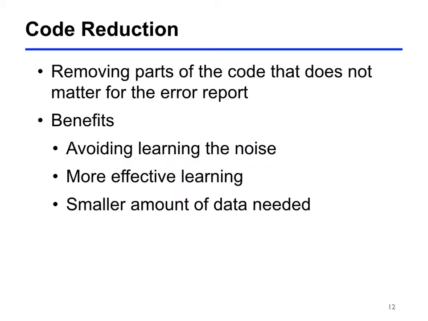Looking at the bytecode of a class, we see that there are lots of things that do not matter for the error report. In fact, in general, only a small portion of the code is relevant for that matter. So, with the irrelevant parts in the code, data is noisy. Therefore, we do code reduction to remove the irrelevant parts. The benefits are we are avoiding overfitting the noise, speeding up the learning, and using a smaller amount of data.